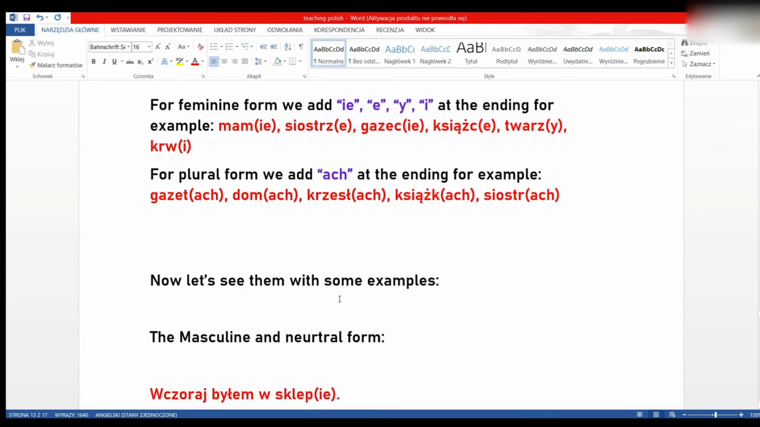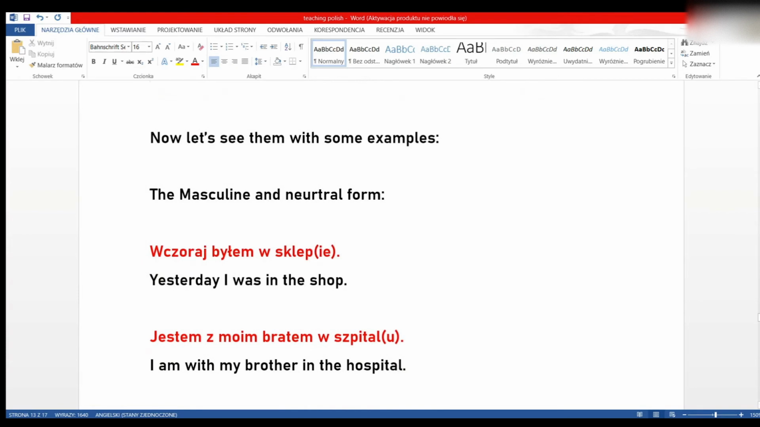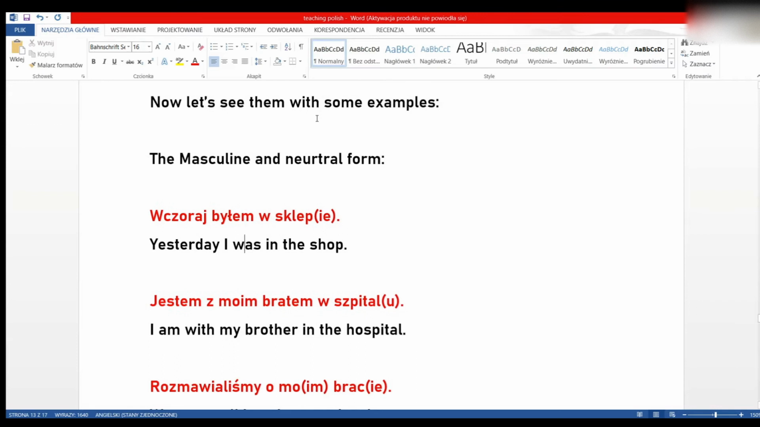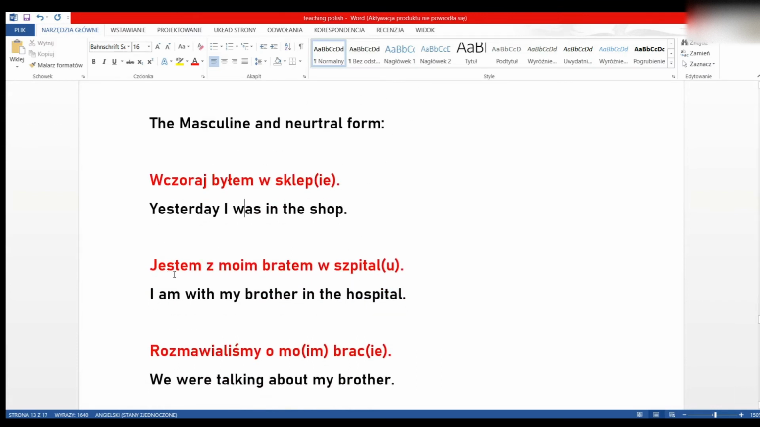So now let's see them with some examples. The masculine and neutral form. Wczoraj byłem w sklepie. Yesterday I was in the shop. W sklepie, as we've seen in the rules. Jestem z moim bratem. This is the z that means with. It's like the instrumental with the z. I've talked about it in other videos, if you want to go and see them. Okay, so we were talking about location. W szpitalu. Szpital becomes szpitalu.